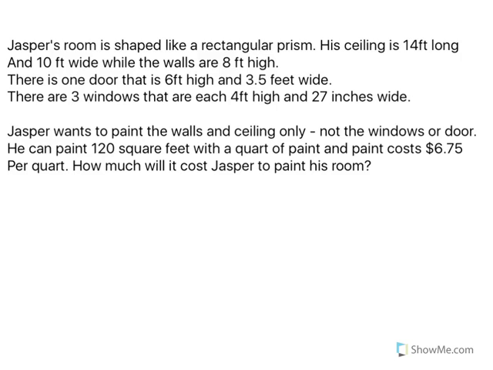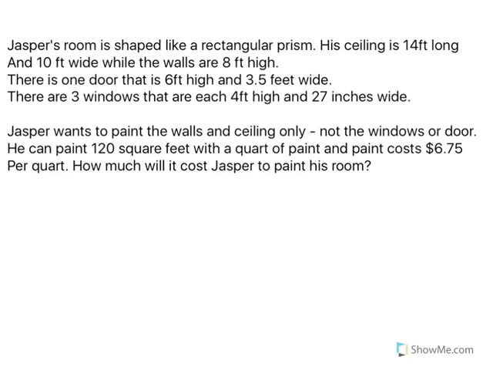Jasper's room is shaped like a rectangular prism. That simply means that it's a rectangle. When you look at it, the ceiling is flat, the walls are flat, there's no odd shapes to it. His ceiling is 14 feet long and 10 feet wide, and the walls are 8 feet high.